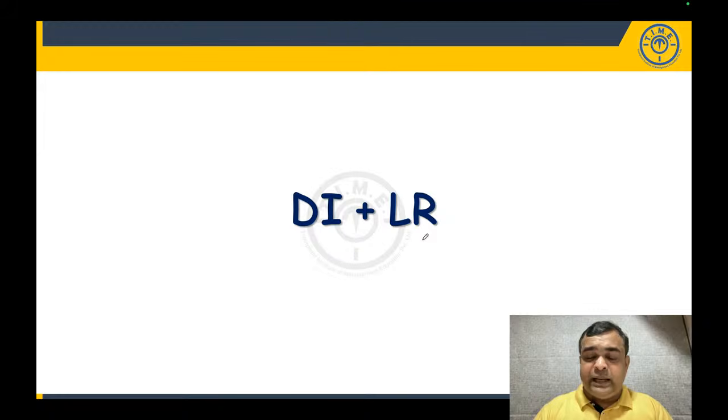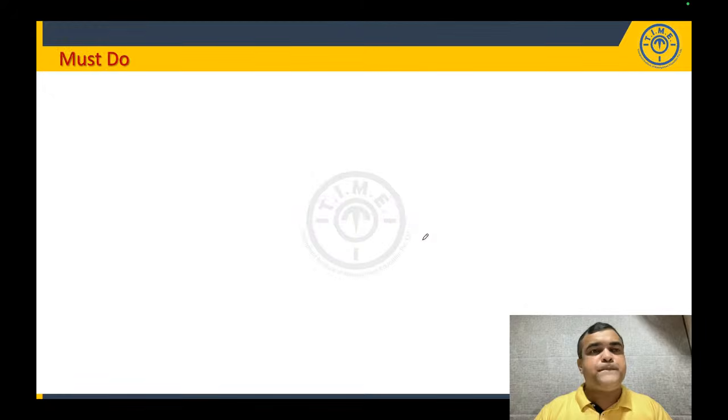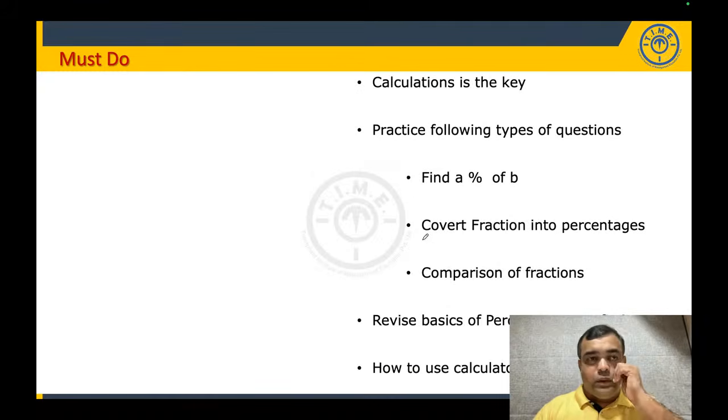Now DI plus LR, I will show you what you are supposed to do for DI LR. देखो, DI LR में calculation is the key. If I'm not wrong, if you have gone through the CAT notification properly, have they mentioned anywhere calculator is allowed?